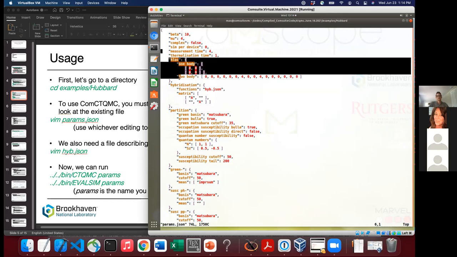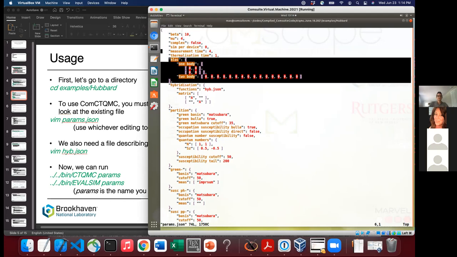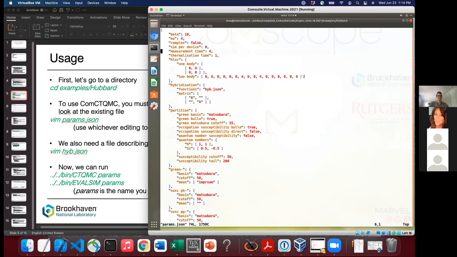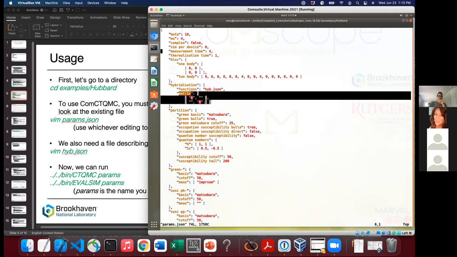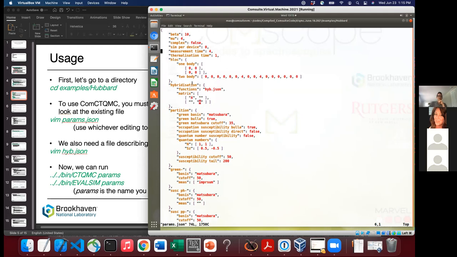Then we have blocks describing the atomic Hamiltonian. So what is the hopping matrix? And what's the interaction tensor U_ijkl? There are also some ways to automate construction of this two-body tensor. I'll show you some examples later, which are really useful for real materials. And then we have a block describing hybridization. So where do we find the hybridization functions? Here it's hybrid.json, but you can name it whatever you want. And what does your hybridization matrix look like? Here we have functions in hybrid.json named A. We're saying we have a diagonal hybridization matrix where the spin up is hybridized to A and the spin down is hybridized to A, because we're just in a one band Hubbard model, and those are the only orbitals we have.